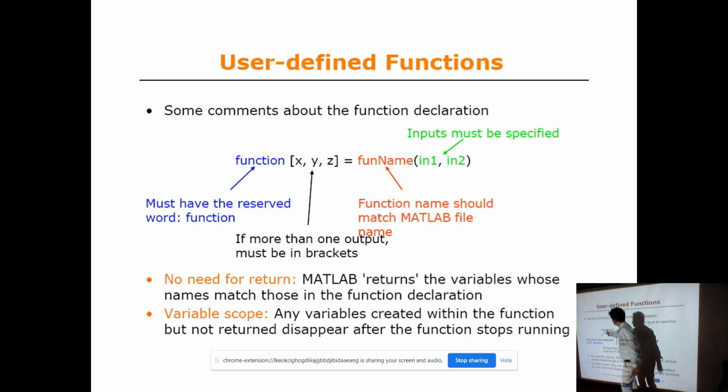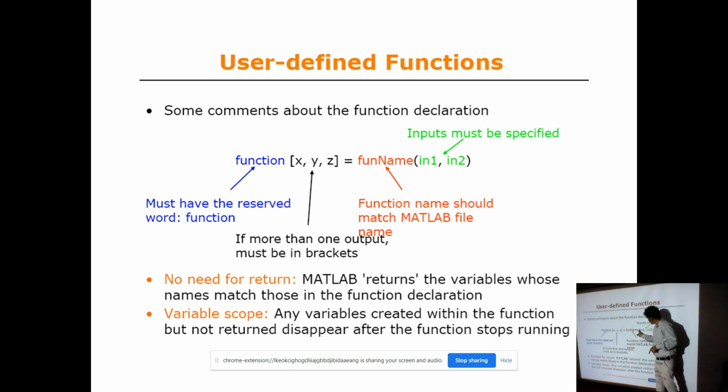function, then square brace with variables, that's called output arguments, equal to, and the function name which I want to give, and normal parentheses with the input arguments. So here are the output arguments, here are the input arguments.